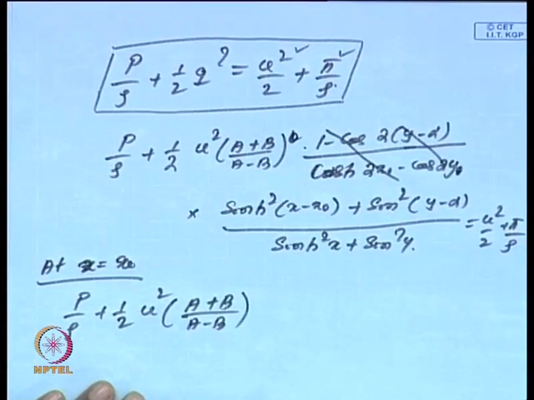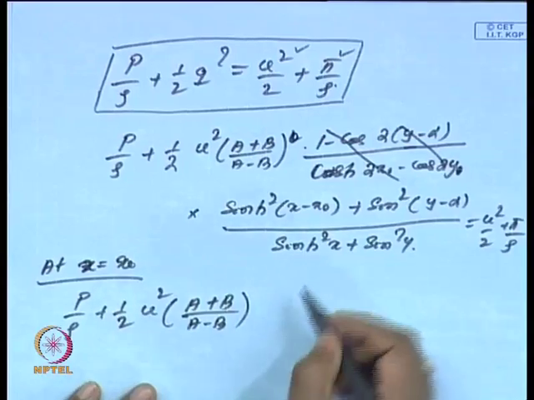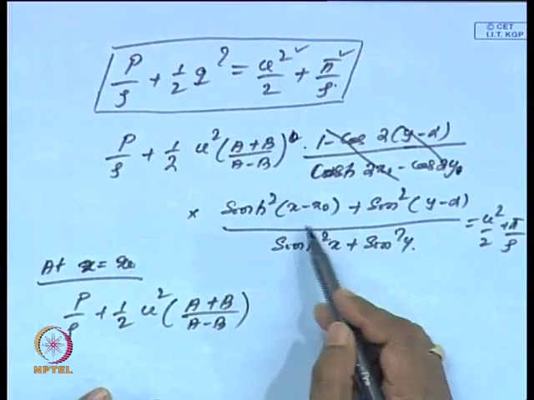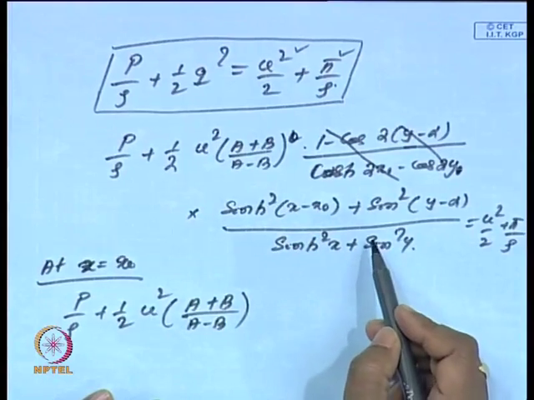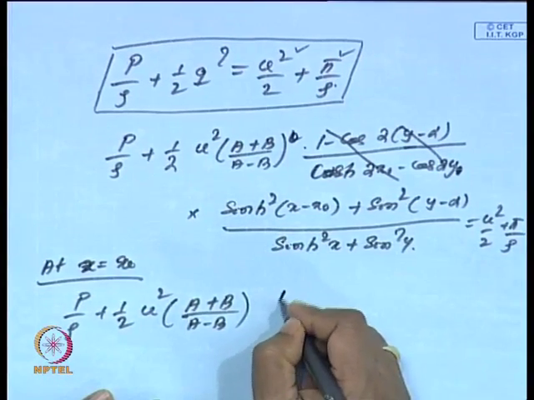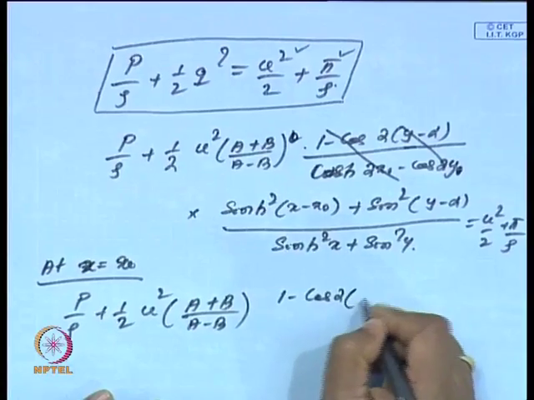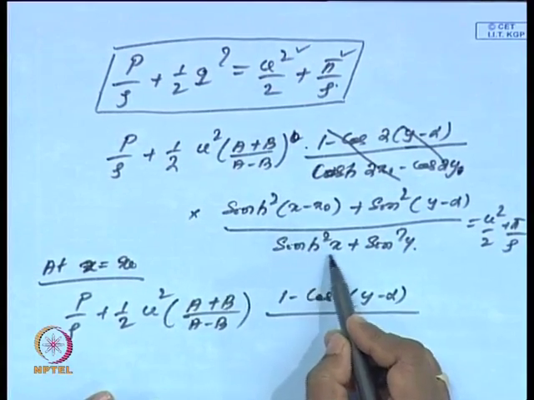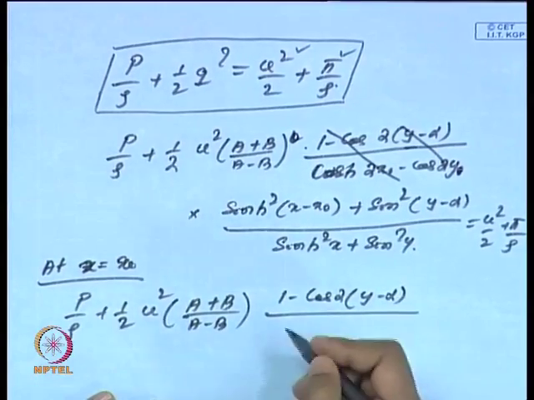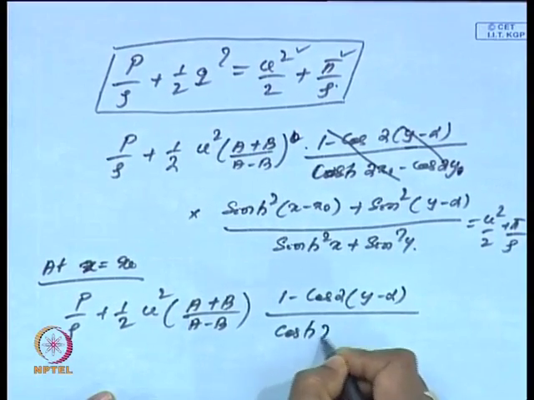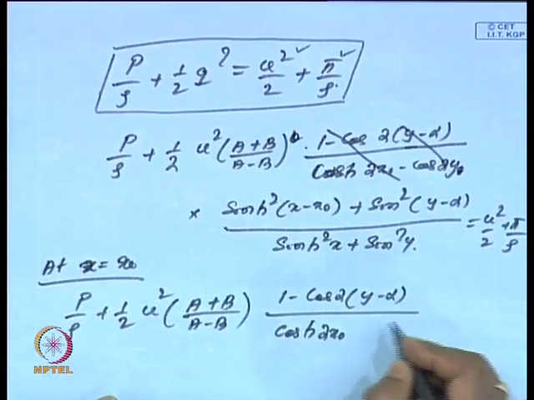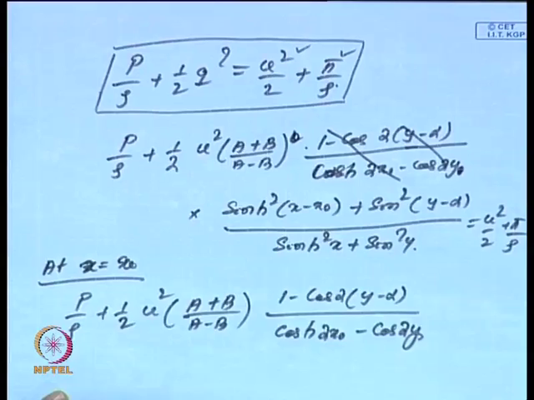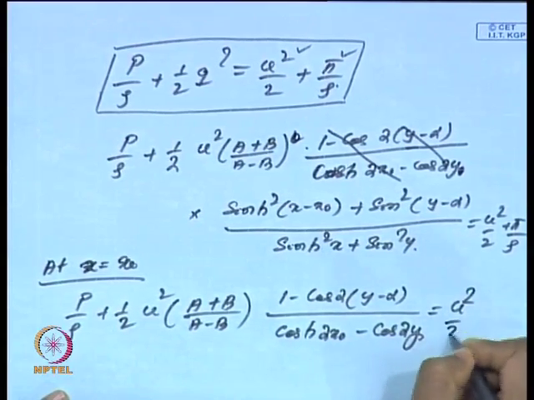Although a little algebra, things are very interesting. If I say x is equal to x naught, then I can easily get that this will be 0 and this is sin square. So I can always put it as 1 minus cos 2 into y minus alpha, and then this will give me sin hyperbolic square x naught plus sin square y. So I can put it in the hyperbolic form, this will be cos hyperbolic 2 x naught minus cos 2 y. So at x is equal to x naught, this is equal to u square by 2 plus pi by rho.